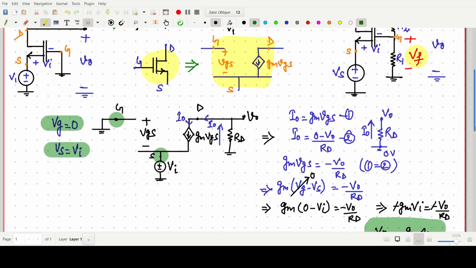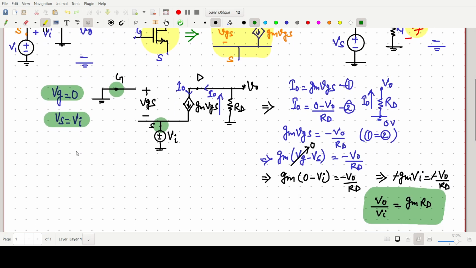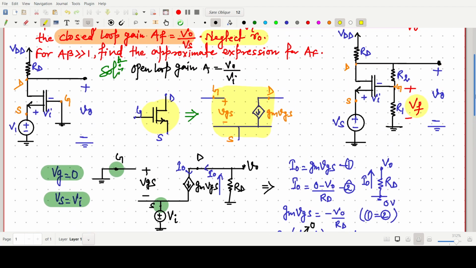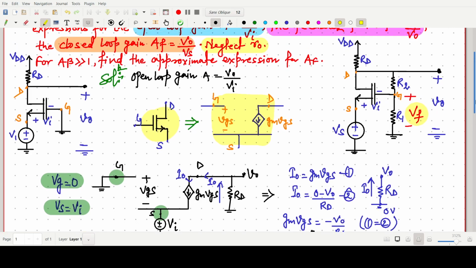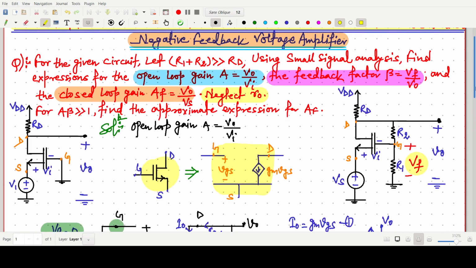Now the value of A I can write here: A equals V naught by Vi, the open loop gain for the common gate amplifier, is gm times Rd. This is the first thing that is asked in the question, the open loop gain. So we have found the value of open loop gain. We have not used this feedback circuit. Now we have to go for the feedback factor.